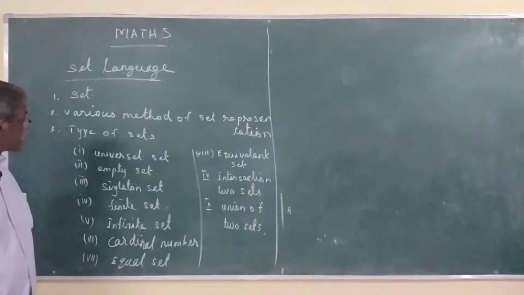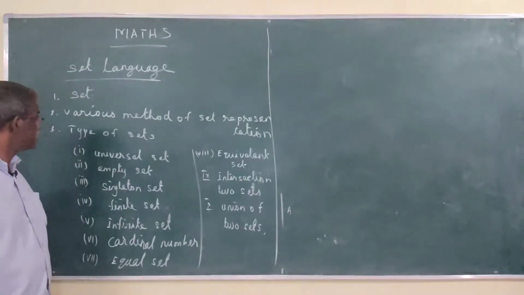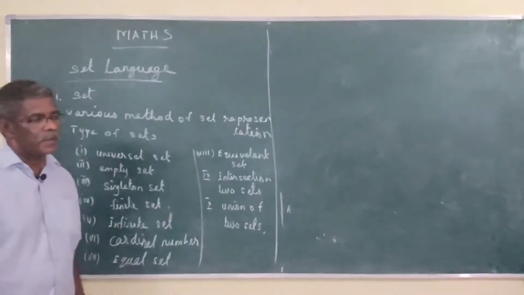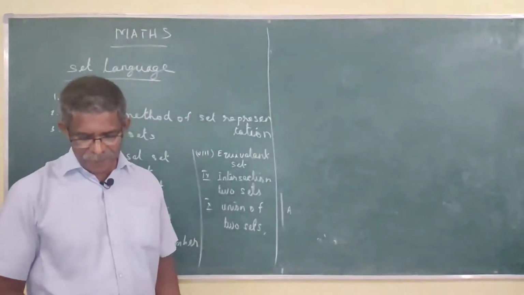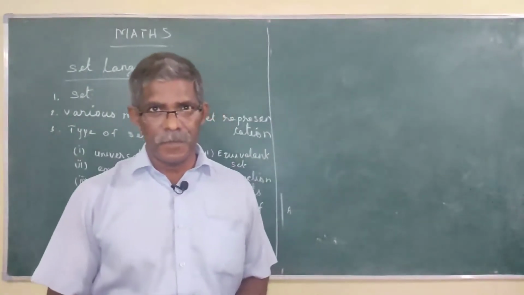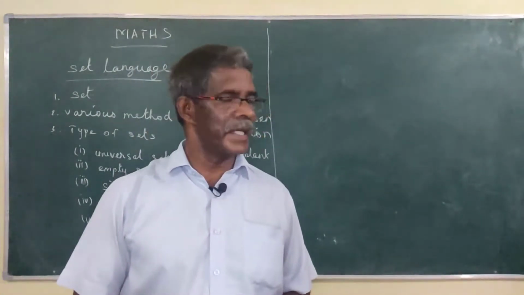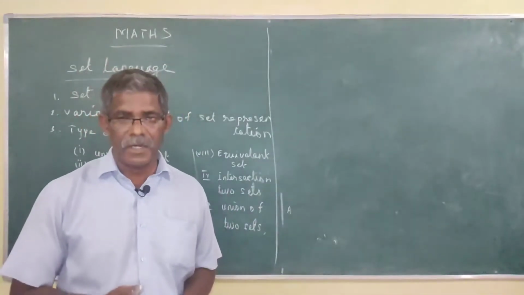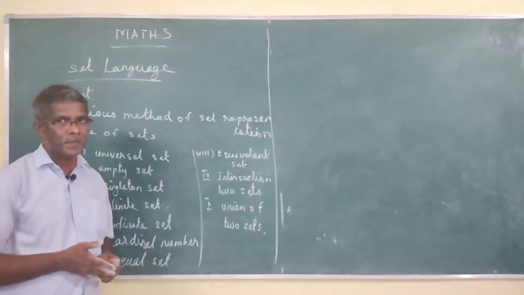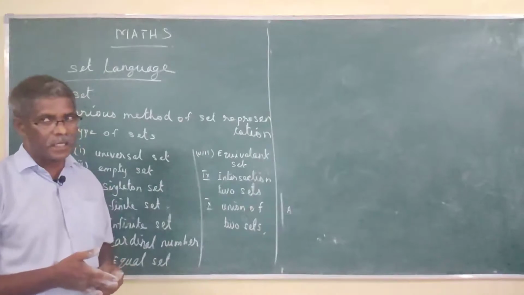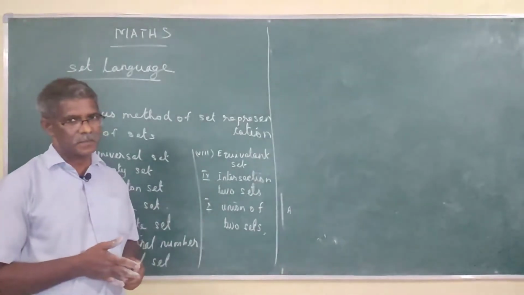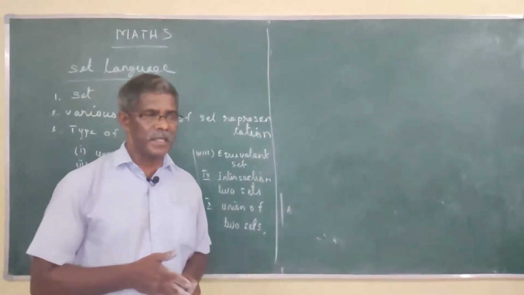The name of the first lesson is set language. In this chapter, we must know the meaning of set. Set is the collection of well-defined objects. What is the meaning of well-defined objects?